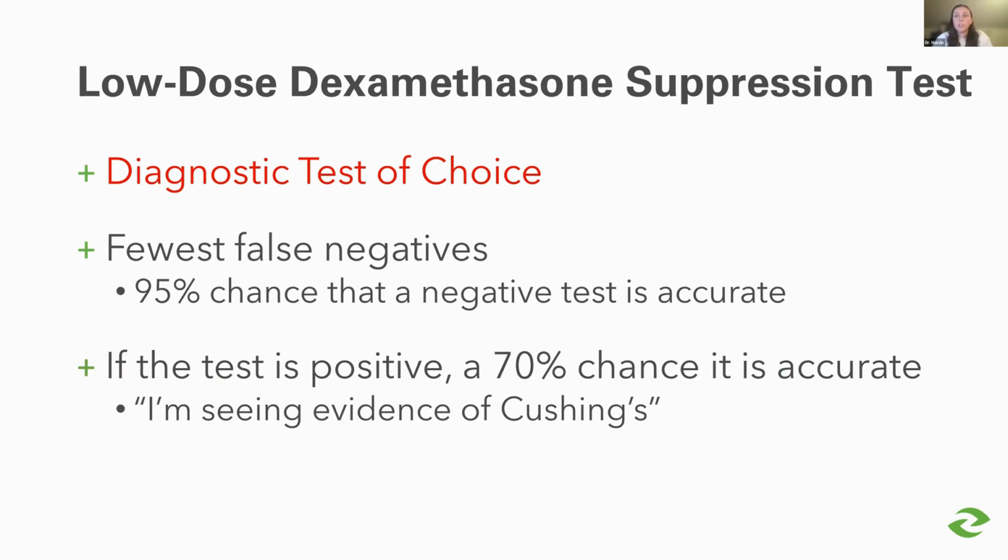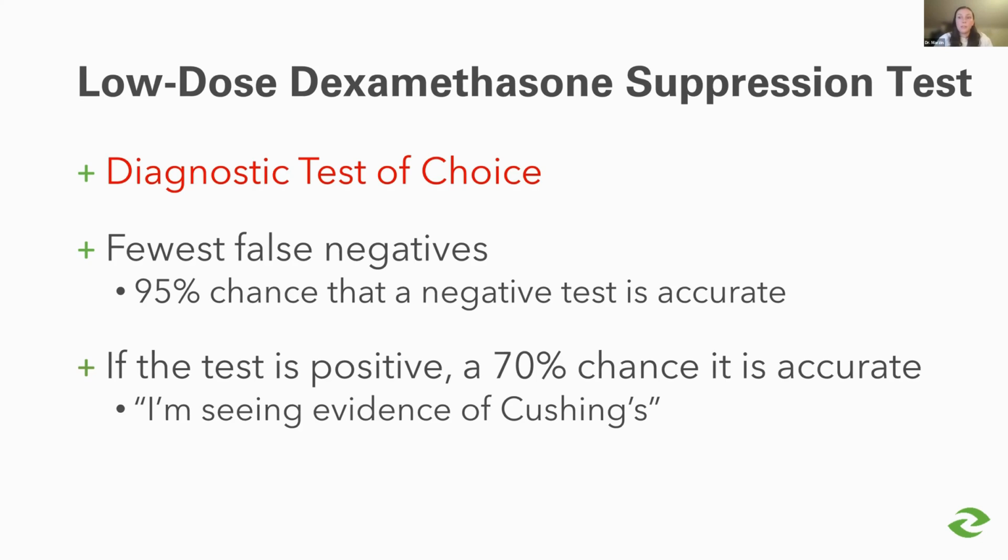Once we have established clinical suspicion for Cushing's, the low-dose dexamethasone suppression test is our diagnostic test of choice. That's a really long name, but I find the acronym equally as hard to say, so I usually just call it the low-dose DEX. This is the test of choice because it's really easy to make a false diagnosis of Cushing's.